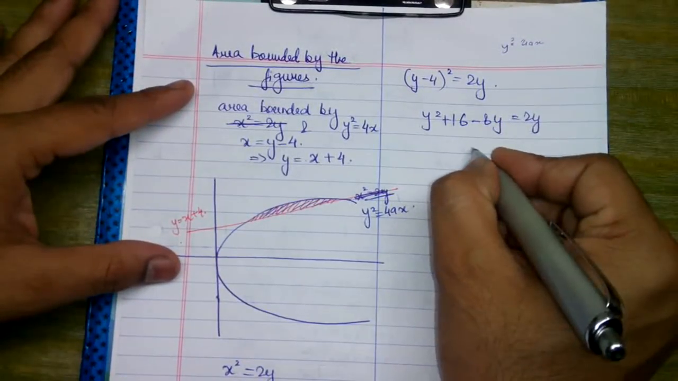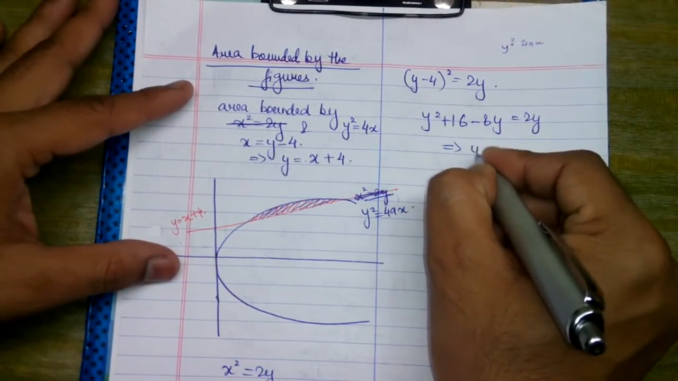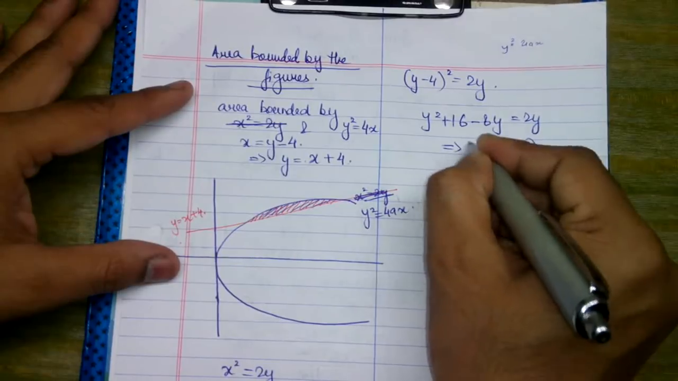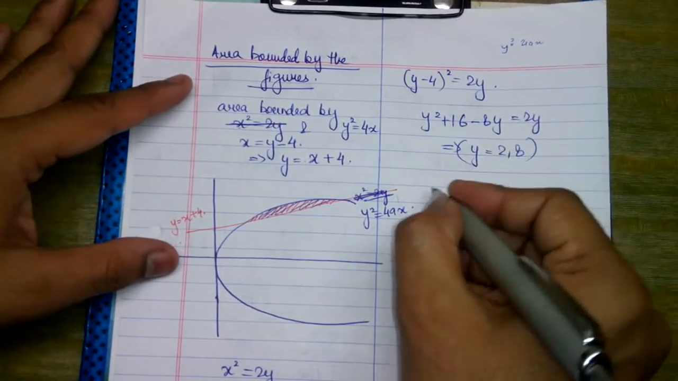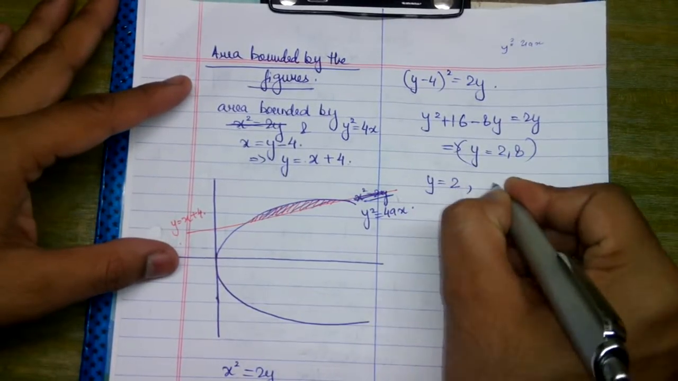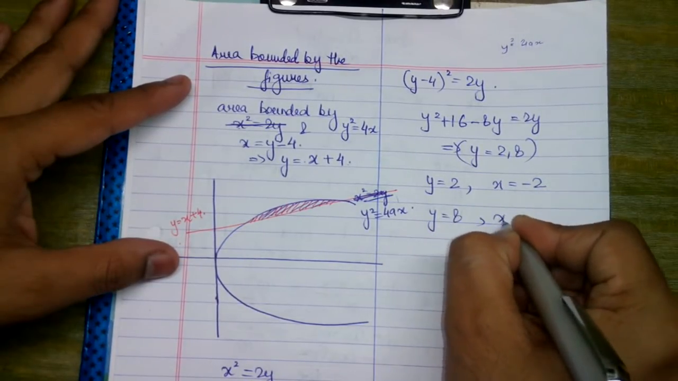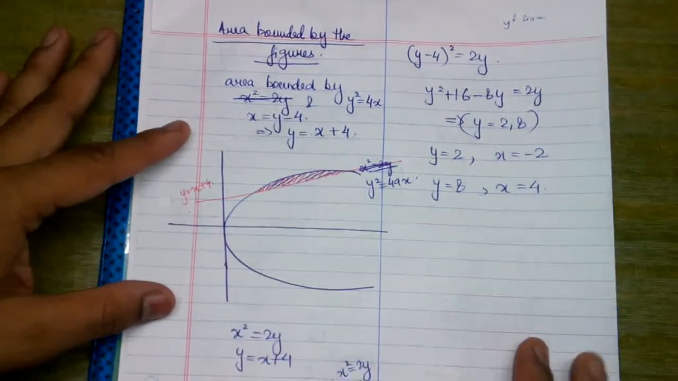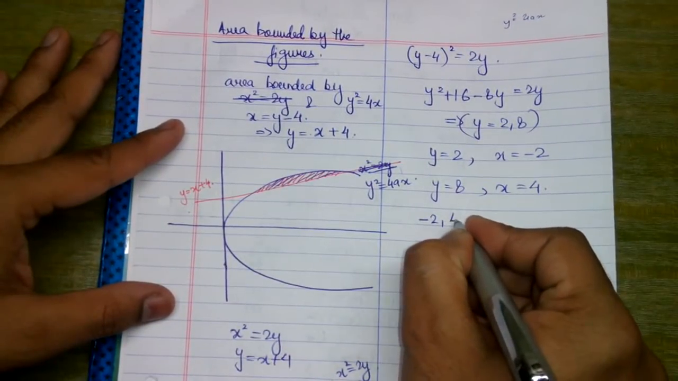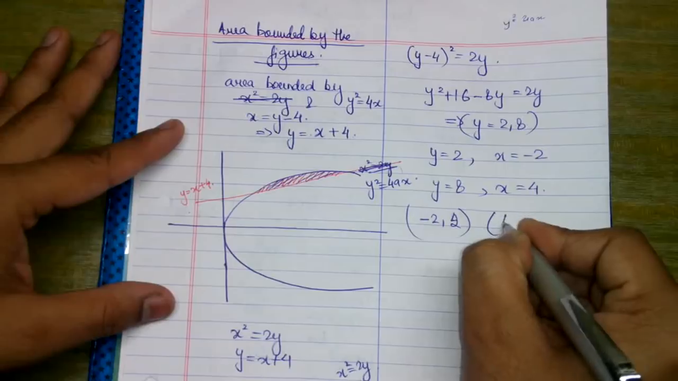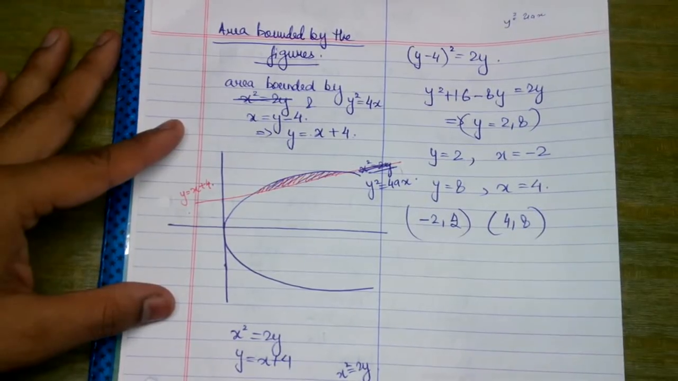And after solving this, we will get the values of y equals 2, 8. Two values of y will be obtained. When y is equal to 2, x is minus 2. And when y is equal to 8, x is equal to 4. So the points are (minus 2, 2) and (4, 8).